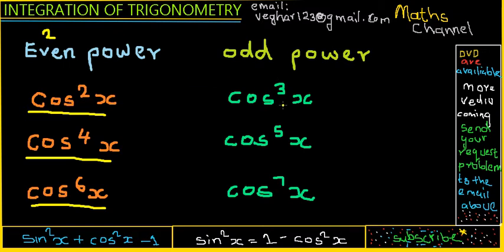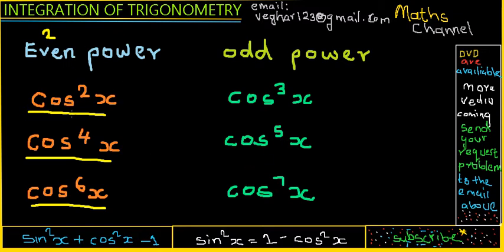An odd power is a number that is indivisible by 2. When I say indivisible by 2, I mean you cannot divide it by 2. If you divide by 2, you will find that there is a remainder. If you divide 3 by 2, you'll find that there is a remainder. 5 by 2 is a remainder. So when you come across integration of this kind of function, we will use a different kind of rules.